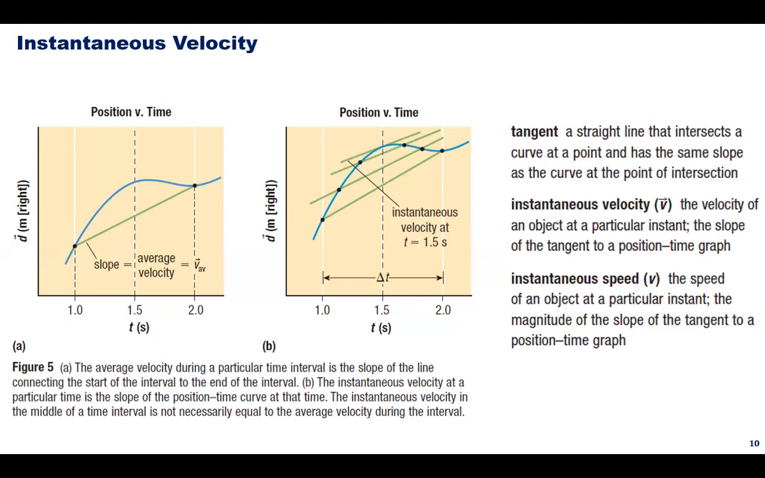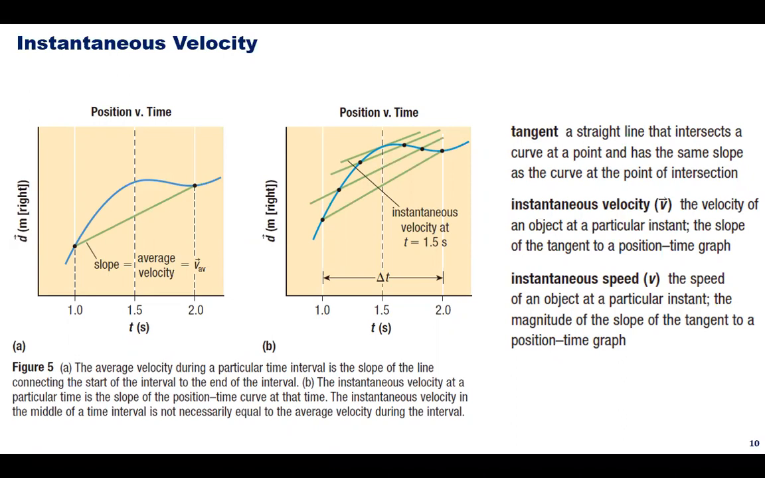Instantaneous speed, v, refers to the speed of an object at a given instant in time and is defined as the magnitude of the slope of the tangent to a position-time graph. Moving objects do not always travel with changing speeds. Objects often move at a steady rate with a constant speed.